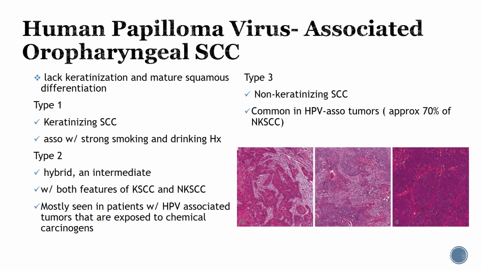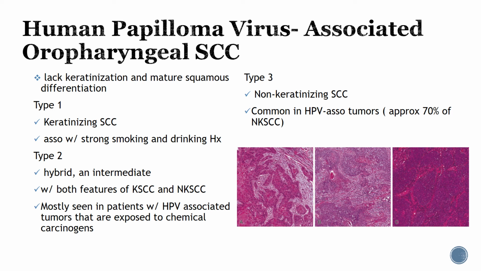Human papillomavirus-associated oropharyngeal squamous cell carcinoma can vary from keratinizing to non-keratinizing and well-differentiated to poorly differentiated. Human papillomavirus-associated oropharyngeal squamous cell carcinoma displays a histomorphology that is distinct from the traditional tobacco-alcohol-associated keratinizing squamous cell CA. These tumors frequently lack keratinization and mature squamous differentiation.